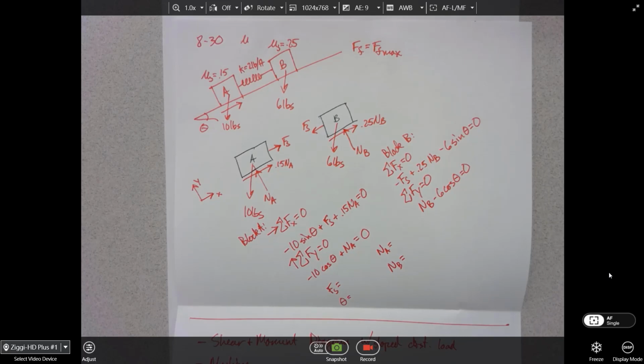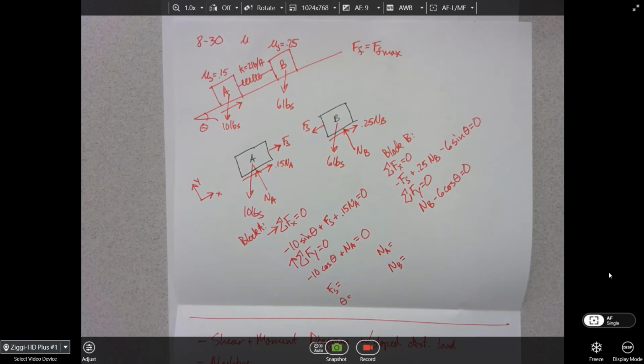So now I can say sum the forces in the x direction, and I'm going to look at block A first. For block A, in the x direction, I'll have minus 10 sine theta, where this is the angle theta. I'll have plus the force of the spring plus 0.15 N_A equals 0. So it looks like I have 1, 2, 3 unknowns.